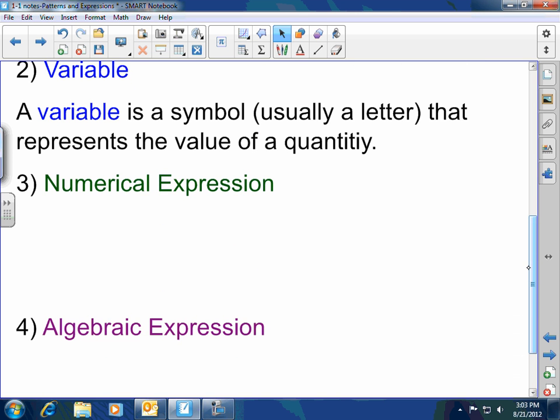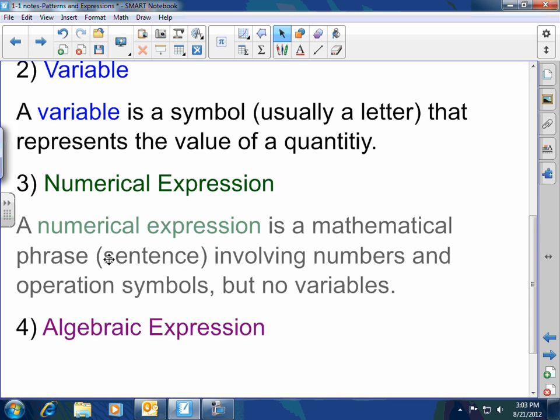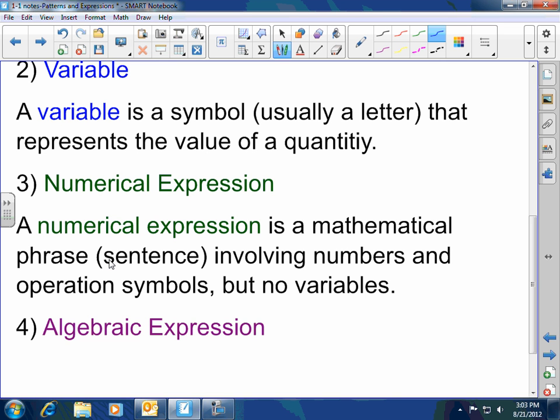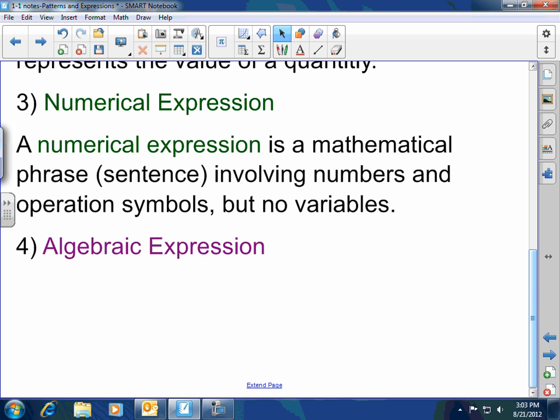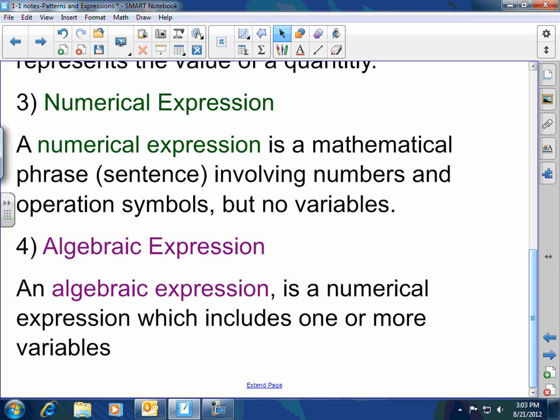A numerical expression is a mathematical phrase or sentence involving numbers and operation symbols, but no variables. And an algebraic expression is simply a numerical expression which includes one or more variables.